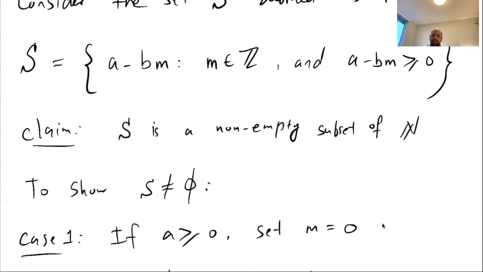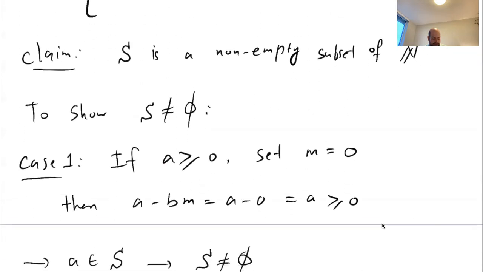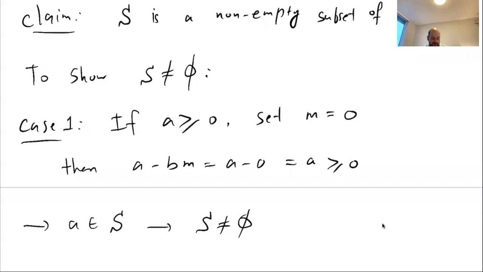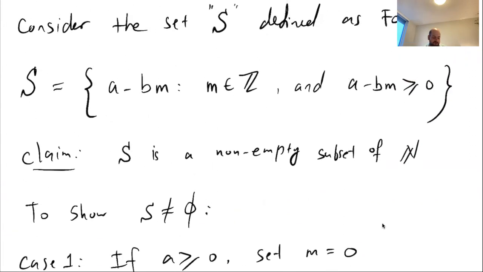M here can be any integer. Now, 0 is one of the integers. So if you consider 0, A minus 0 becomes A. And my assumption in case 1 is that A is bigger than or equal to 0. Therefore, A minus BM for M equals 0 in this case is A, which is a number bigger than or equal to 0. Therefore, it is in S, right? Because S was all integers of the form A minus BM, where A minus BM is bigger than or equal to 0.